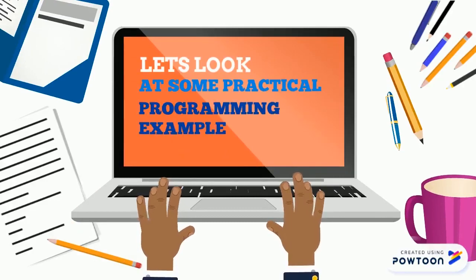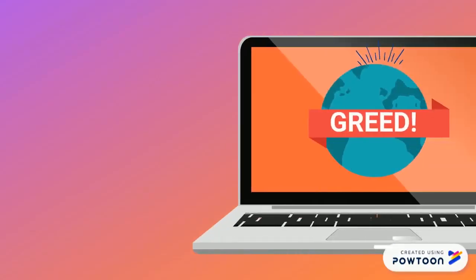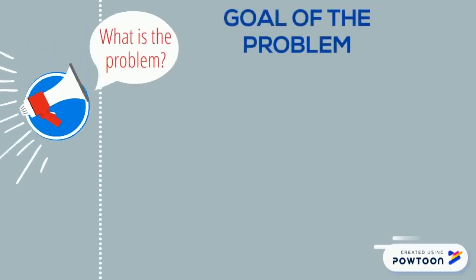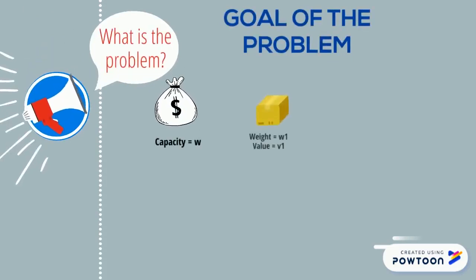Alright, so let's look at some examples. For our example, we will consider the fractional knapsack problem. So what is the fractional knapsack problem? It gives us a scenario where we need to fill a knapsack of a specific capacity as efficiently as possible with three given items of three different weights and values.